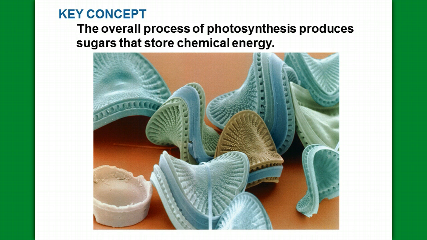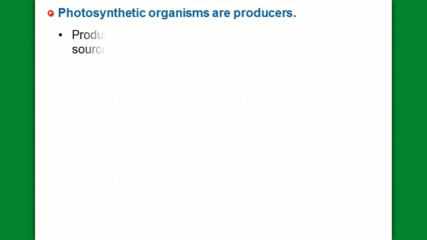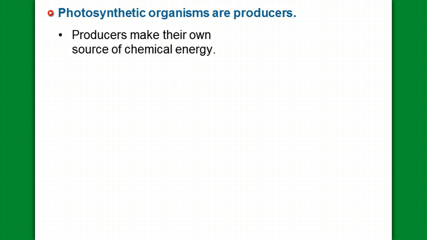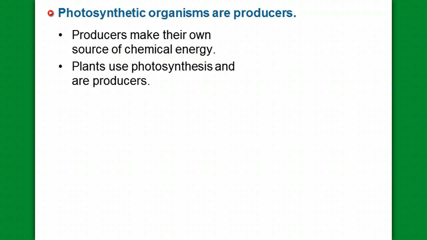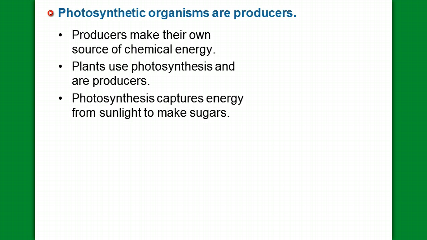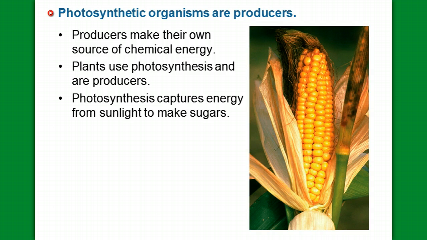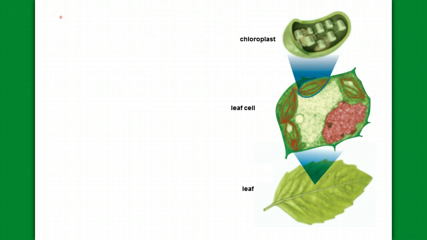So our key concept for this video is that the overall process of photosynthesis produces sugars that store chemical energy. So we know that producers make their own source of chemical energy. Plants use photosynthesis to do that, and so therefore they are producers. Photosynthesis itself captures energy from sunlight to make sugars. So any time you eat any vegetables, anything that comes from plant material, you are taking in sugars or carbohydrates.